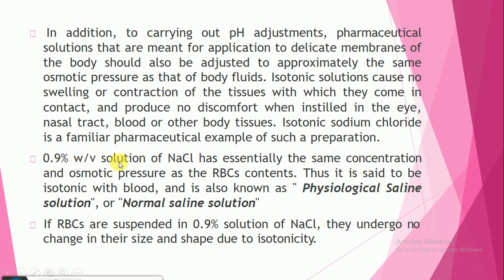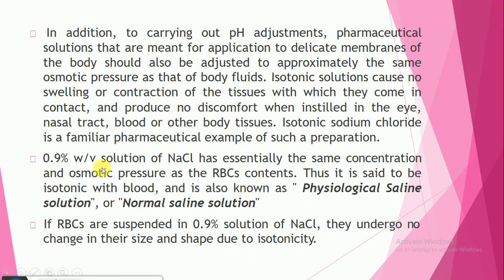Now look here: a 0.9% weight by volume solution of NaCl has essentially the same concentration and osmotic pressure as the red blood cell contents. As we know, the normal human body contains approximately 4.5 to 6 liters of blood, so it must be circulated. If you have a 0.9% weight by volume solution of NaCl, it is very important that it has the same concentration and osmotic pressure as the red blood cell contents. Thus it is said to be isotonic with the blood.